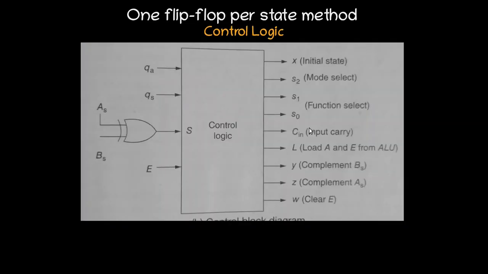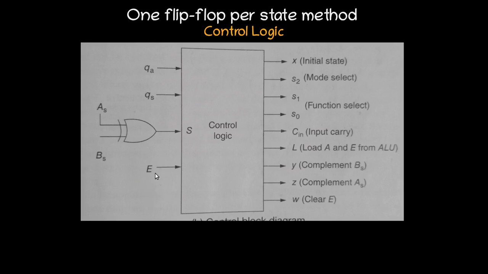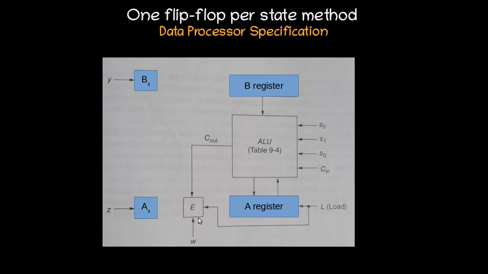Then control logic. This is the diagram corresponding to our control logic, the specification corresponding to our control logic. So next we can consider the control logic. This is our control logic. It receives 5 inputs, 2 from the external environment and 3 from the data processor. These QA and QS are inputs from the external environment. This corresponds to the addition and this corresponds to the subtract operation. Then another one is the E bit, which is this one.